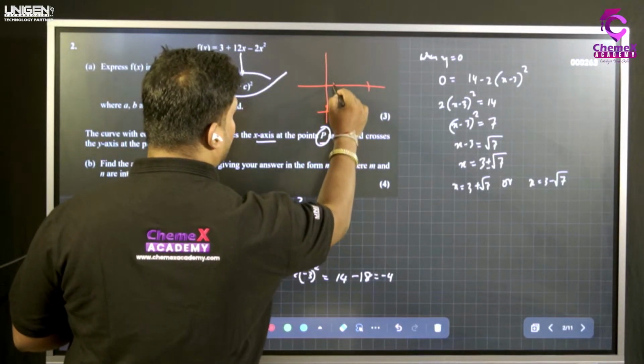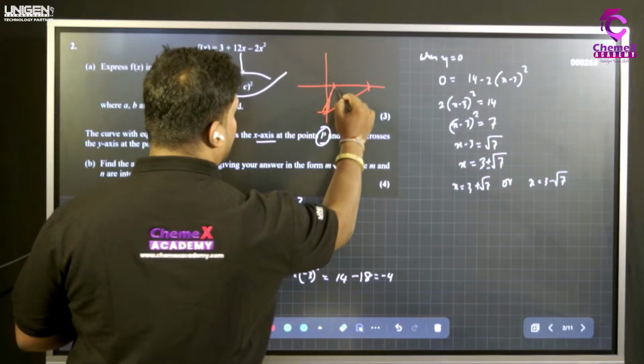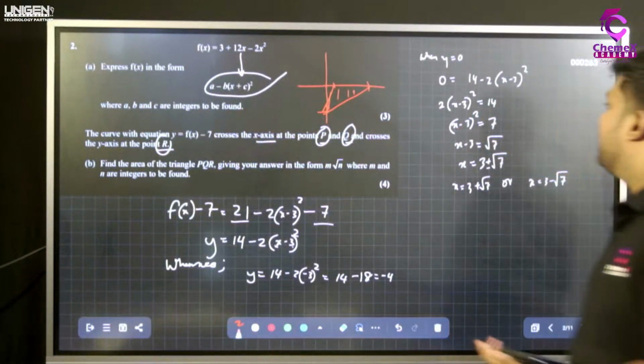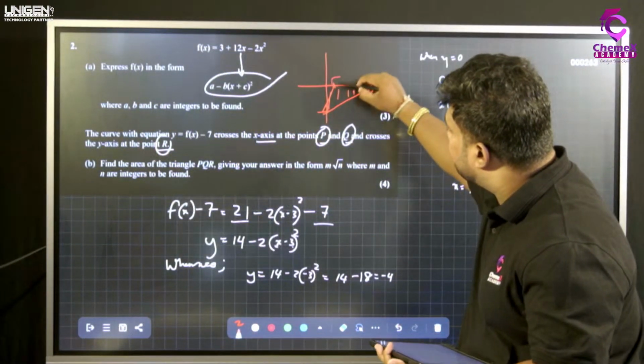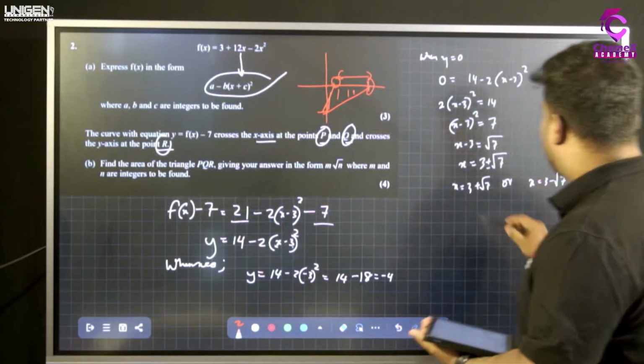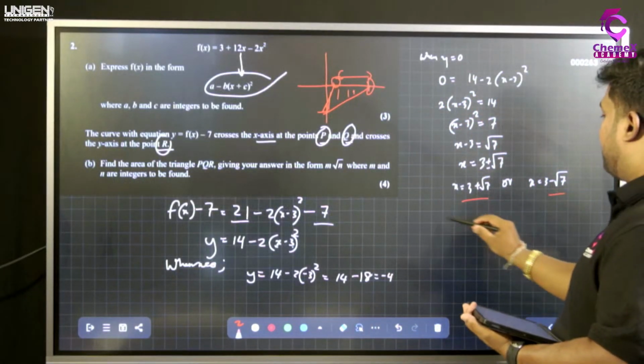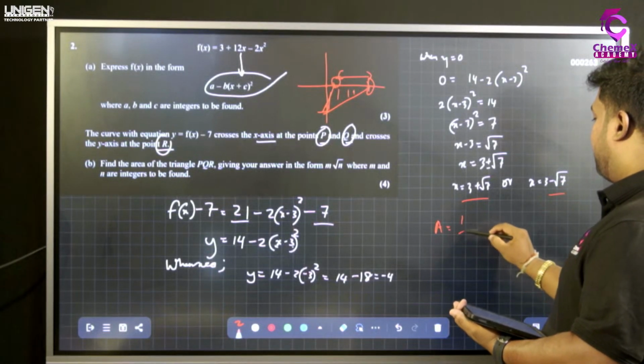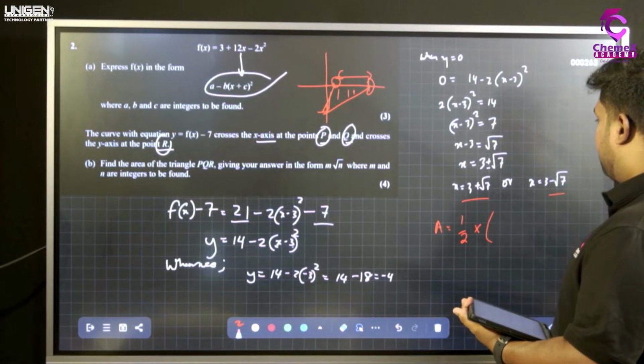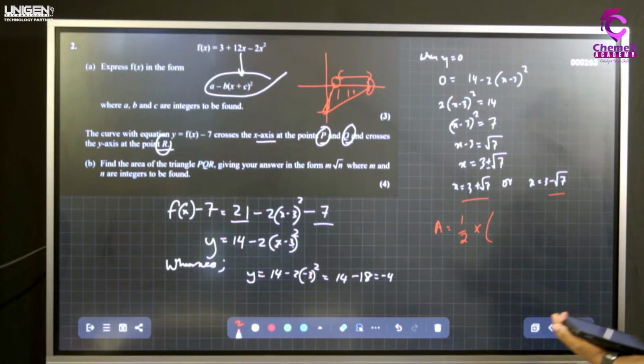It crosses somewhere here. So that's the area of PQ. So how do you get these two distances? This gap, how do you get it? You have to subtract these two, right? So half into area, how do you find? Half into base. How do you find the base?